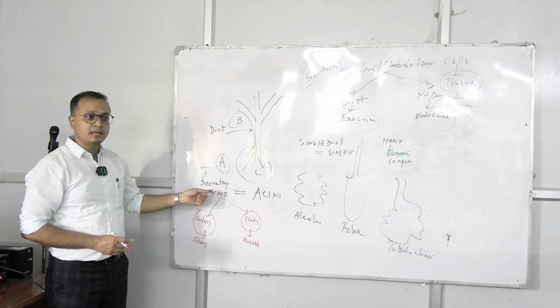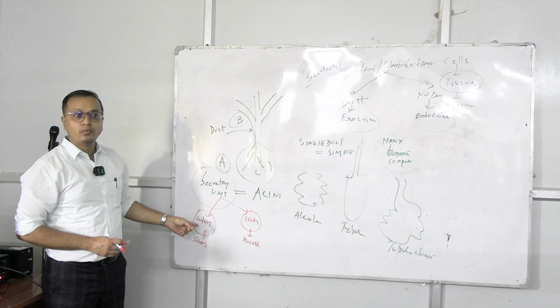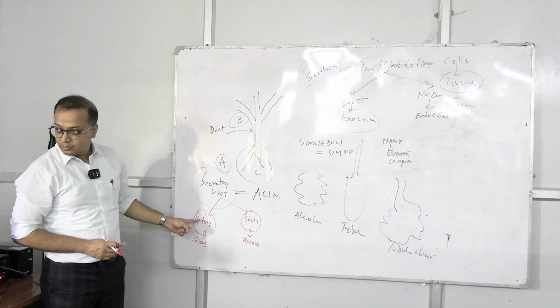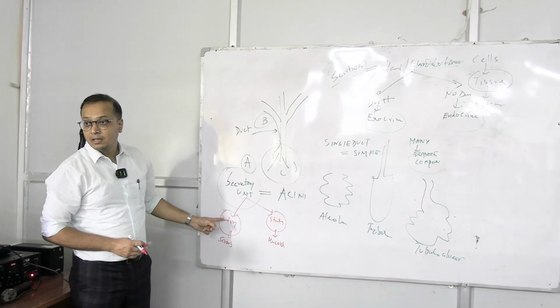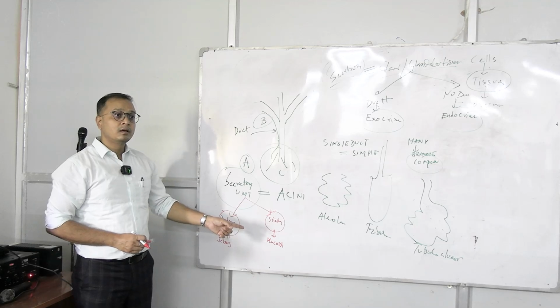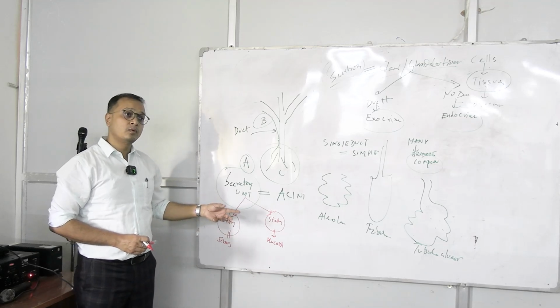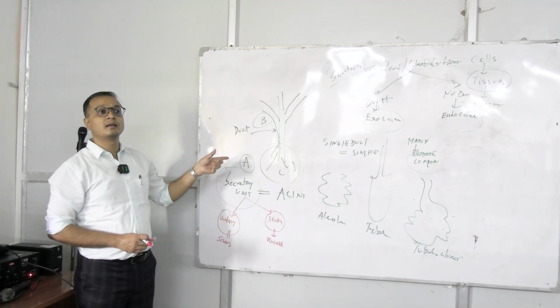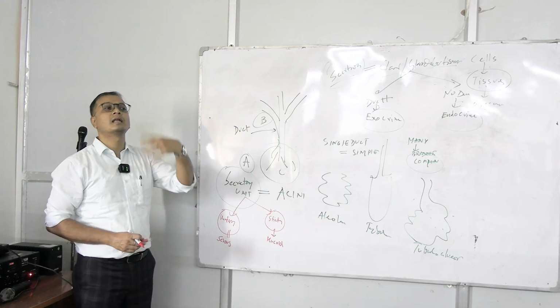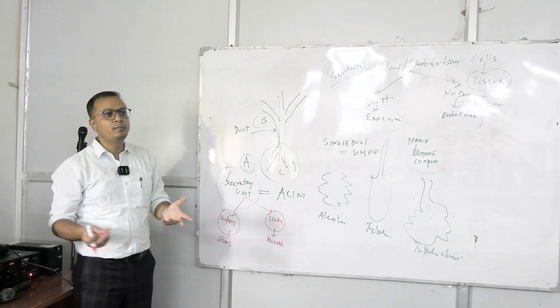That means if the acini is producing watery fluid or watery secretion, we call them serous acini. If the acini is producing mucoid or sticky element, we call them mucoid acini. And in that particular way we can classify as well. So no big deal about it.